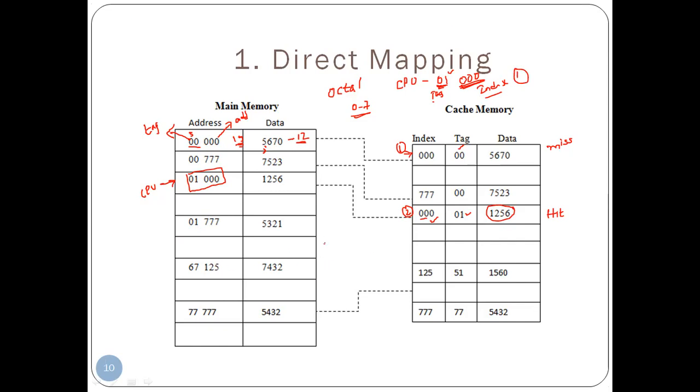If the CPU generates an address of 01777, what is the CPU going to do? The CPU has to fetch from the cache memory first. First, it will check with the index value 777, to see where that 777 index value is.